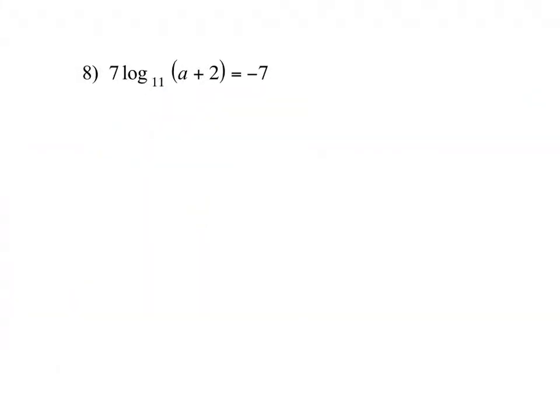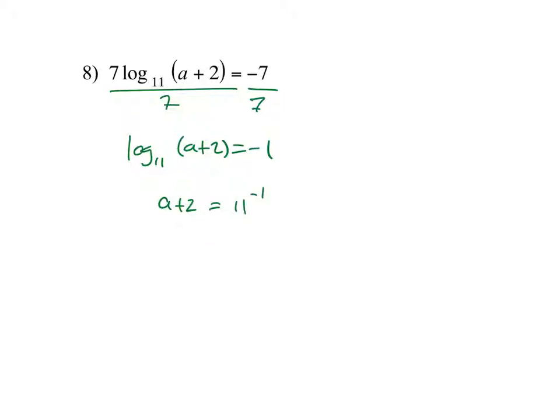So here, again, first I'm going to start by dividing by 7 on both sides. So divided by 7, so logarithm base 11 of a plus 2 equals negative 1. Now I'm going to rewrite this as an exponent. So a plus 2 equals 11 to the negative 1. Then I'm going to subtract 2. So a equals 1 over 11 minus 2. Let's find that on the calculator. Minus 2. So a equals negative 1.9091.